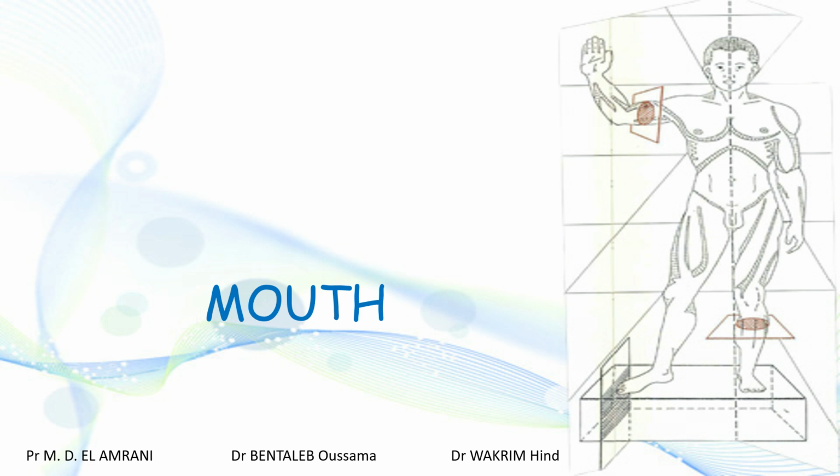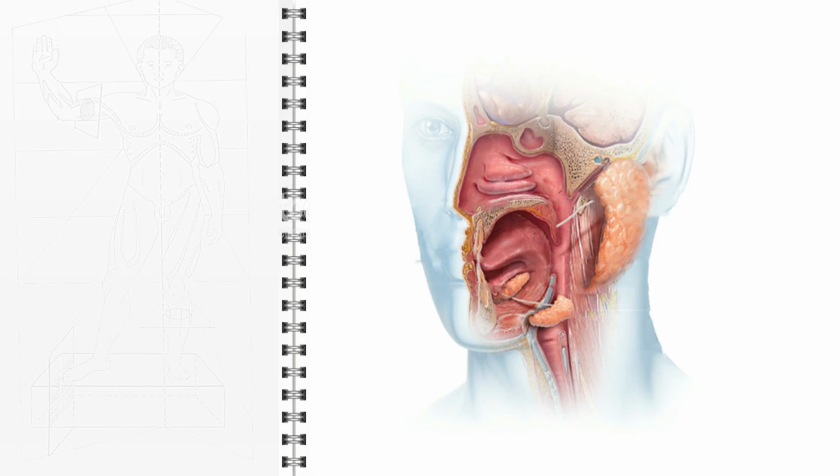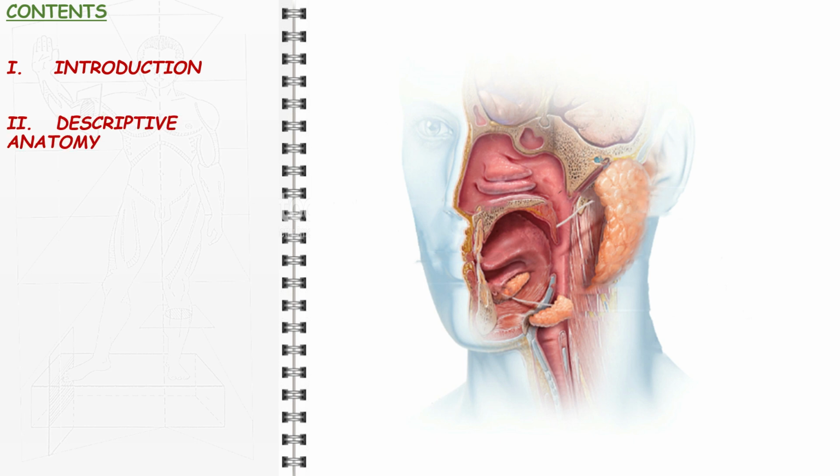In this video we will explore the anatomy of the mouth, the initial portion of the alimentary tube. We will start with an introduction to the mouth, providing its major roles including deglutition, respiration and phonation. Following that, we will proceed to the descriptive anatomy of the mouth, focusing on its different constituents and portions, mainly the distinction between the mouth and the mouth cavity proper.